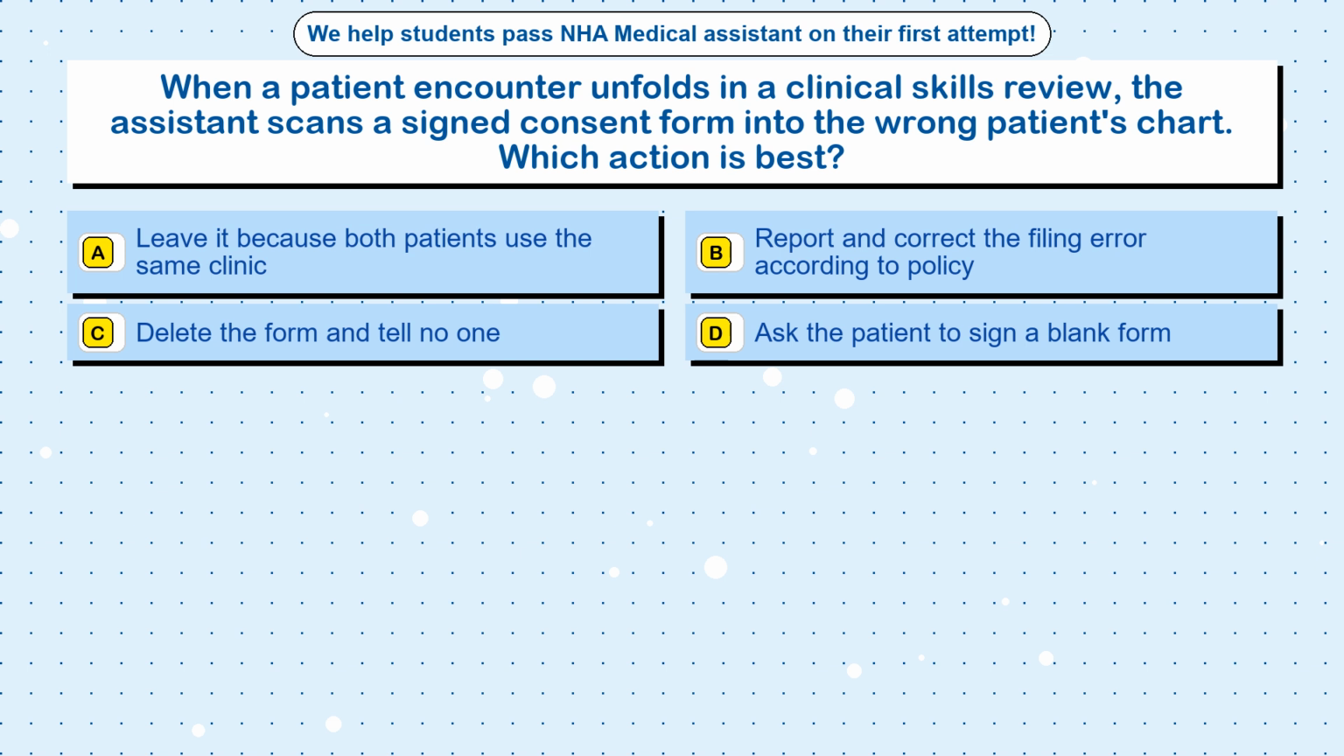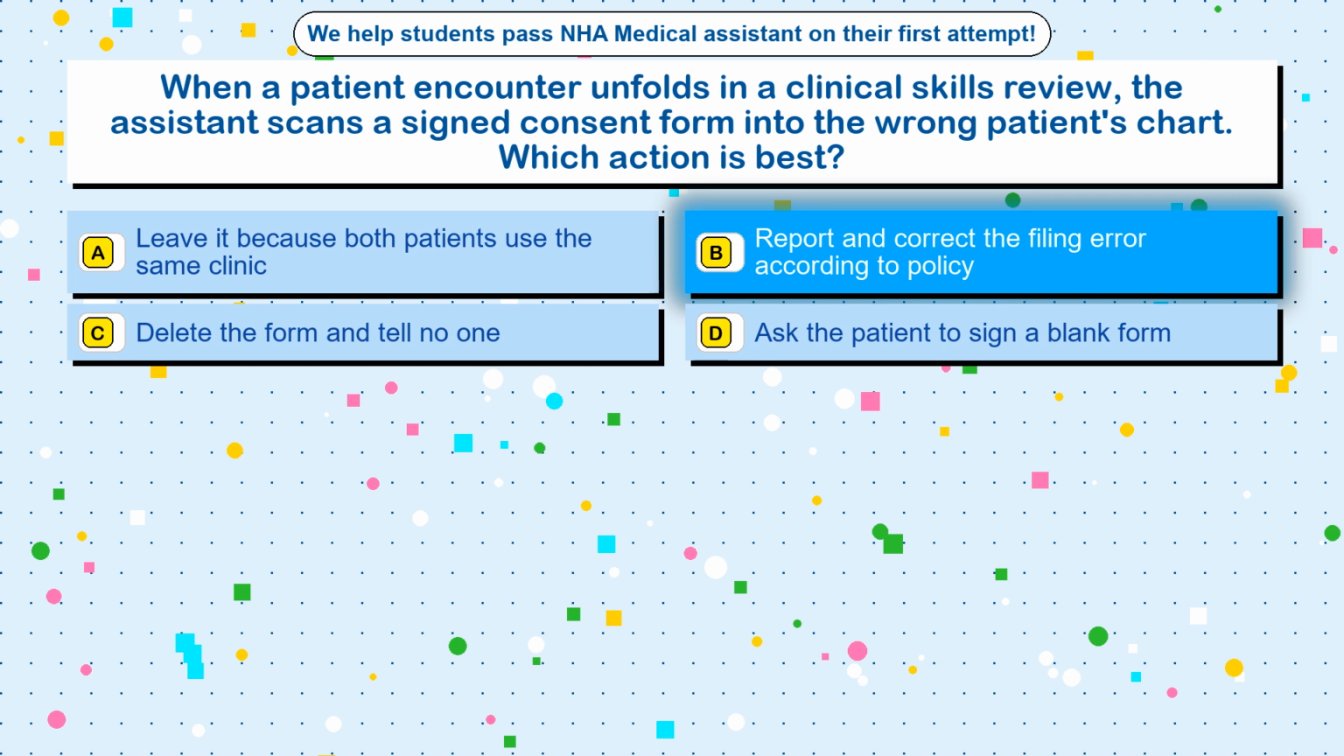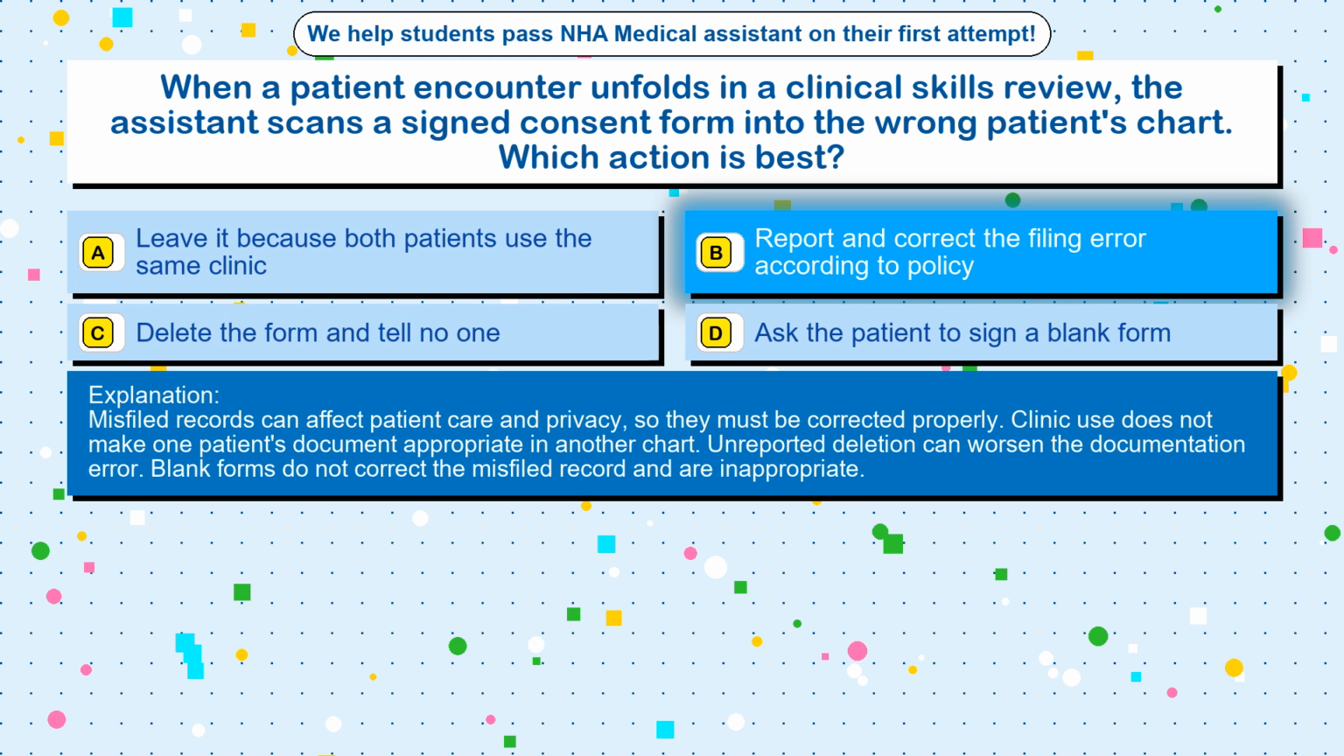Option D. Ask the patient to sign a blank form. The correct answer is option B. Report and correct the filing error according to policy. Misfiled records can affect patient care and privacy, so they must be corrected properly.